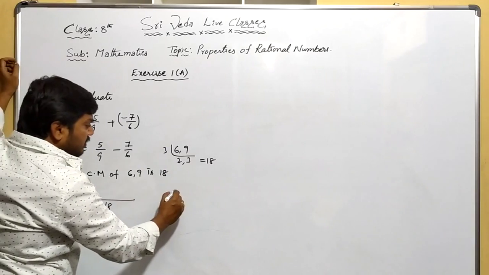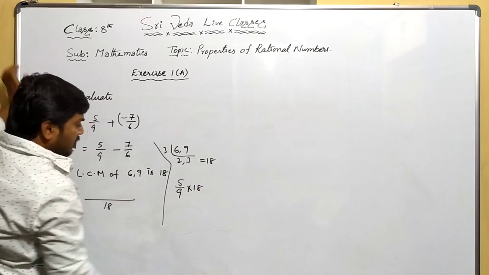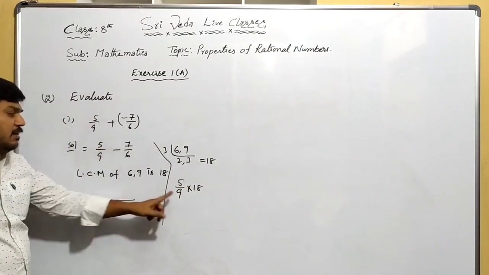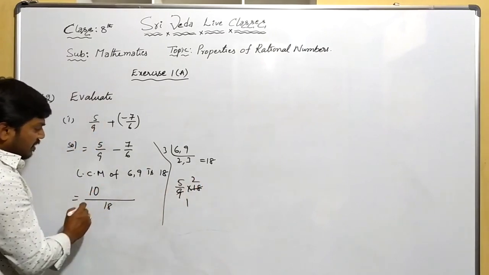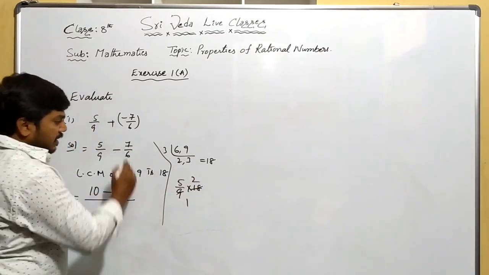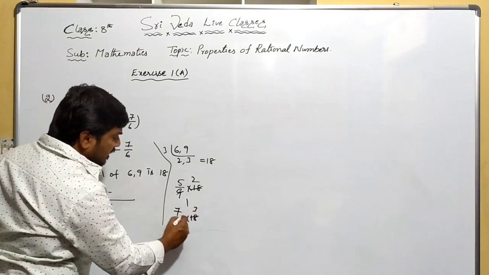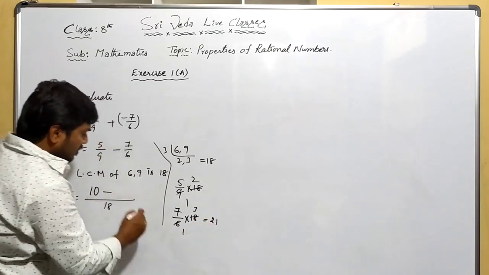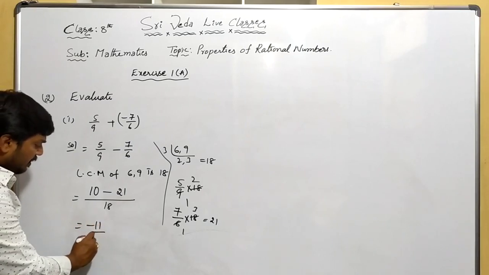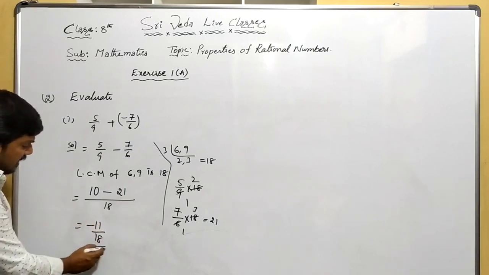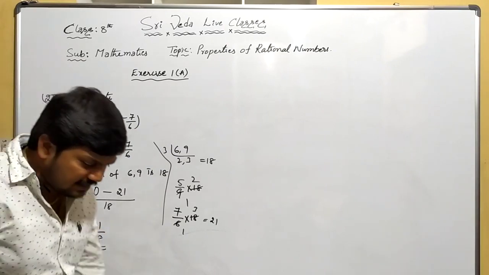Okay, first fraction. What is that first fraction? This is the rough work. 5 by 9 into LCM. So first fraction into LCM: 9 ones are 9, 9 twos are 18. 5 twos are how much? 10. What is the symbol? Minus. Next, 7 by 6 into 18. 6 ones are 6, 6 threes are 18. 7 threes are 21. 10 minus 21 is minus 11 by 18. So it is also a rational number, right? Understood now? Next question, you see that next question.